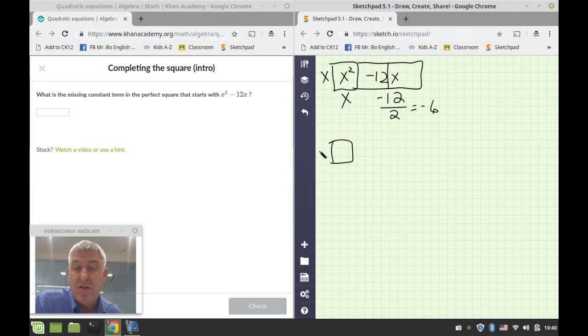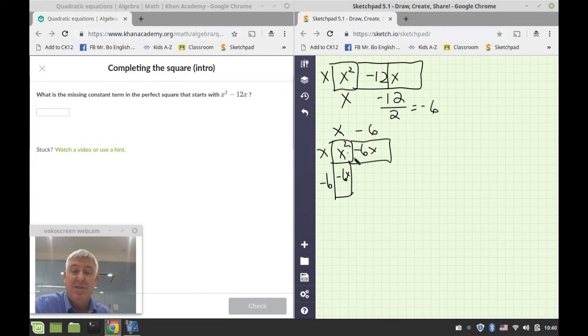So I'm going to start off my square here, and it's going to be negative 6 in length. And of course I can't draw negative 6 in length, but we're just using the area model to help everybody understand here. So negative 6x, negative 6x, and negative 6x plus negative 6x is negative 12x. So these two are the same. We want to make sure we get our extra here.